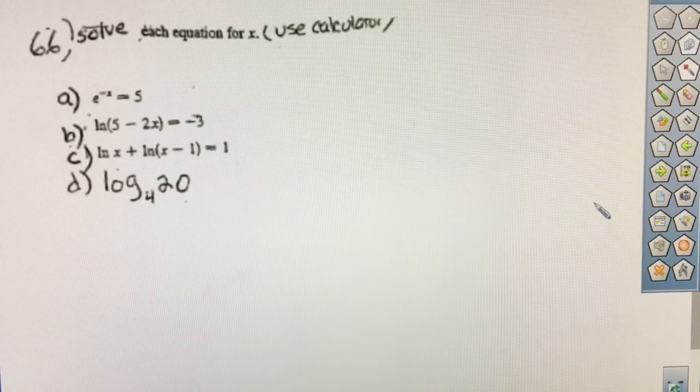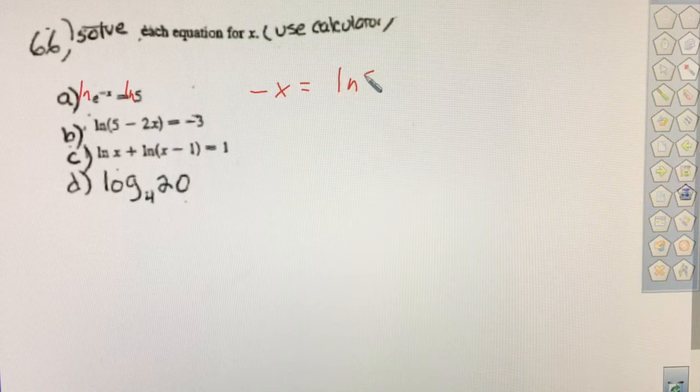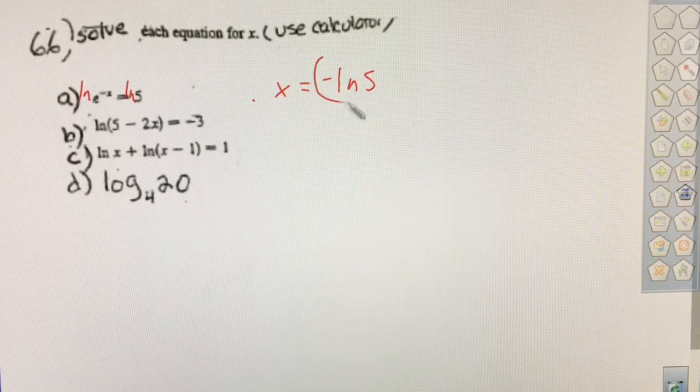This one's just calculator keying. First, in order to do it, that's e to the x, so I'm going to ln both sides. So it's going to give me -x equals ln 5. I'm allowed to take the ln of that, and I divide both sides, so it's going to be -ln 5 when I divide both sides by -1, and you just type that into your calculator.